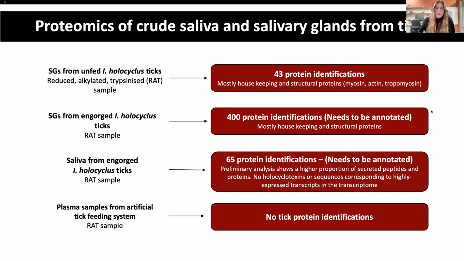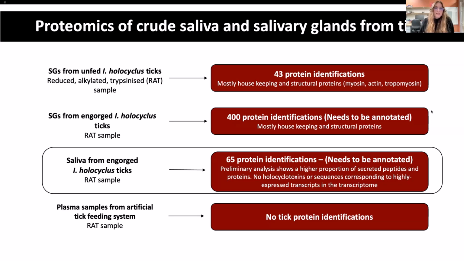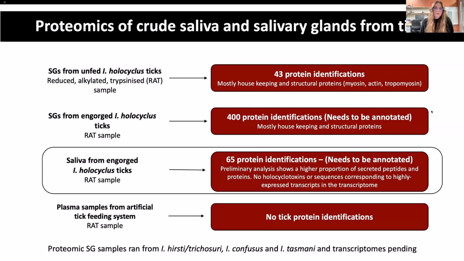And then finally, because I had the artificial tick feeding membrane system, we thought we could try and take the blood that they were obviously feeding from, spin it down, take the plasma, and then see if we could identify any tick proteins in that. But unfortunately, it didn't work. This is likely because they are secreting their saliva into a really large volume of blood to begin with, and it's likely already also degrading at the same time. So based on these results so far, once I've finished annotating this, it seems to be quite promising, and hopefully I'll be able to identify some anticoagulant proteins or peptides.